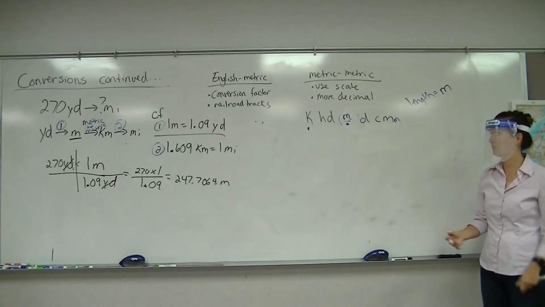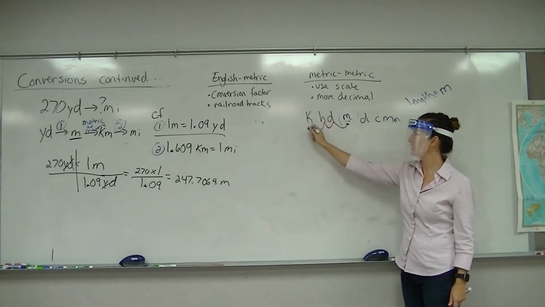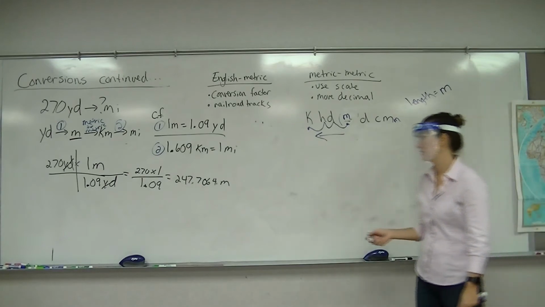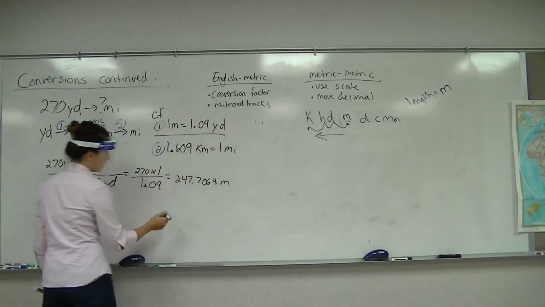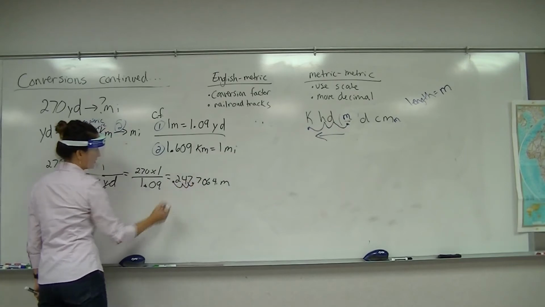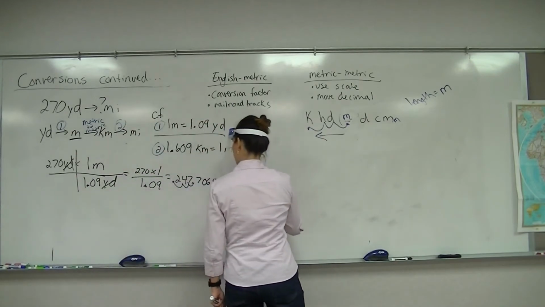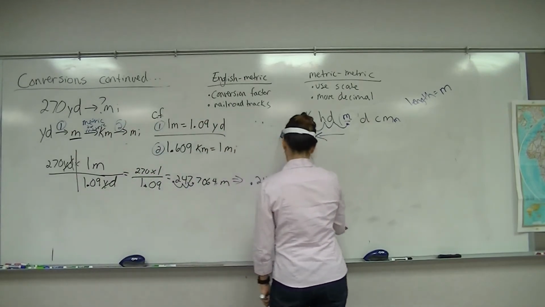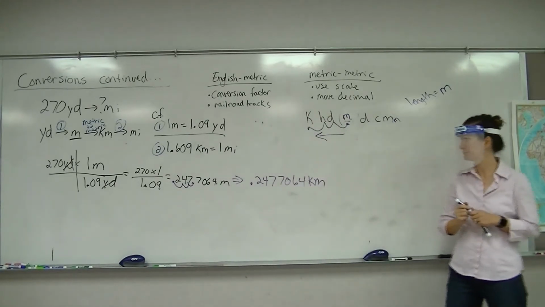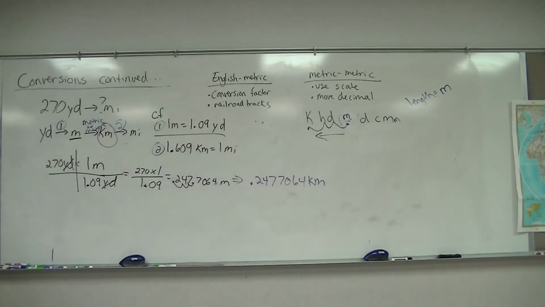We're going to do the same thing we did before. How many times do we need to move the decimal? 1, 2, 3. What direction? We moved to the left when we did it. So start at the decimal and let's move it. 1, 2, 3. That's going to get me 0.2477064. Kind of hard to keep all that. Now my units are kilometers. So I'm almost there. 2 steps done, 1 to go.